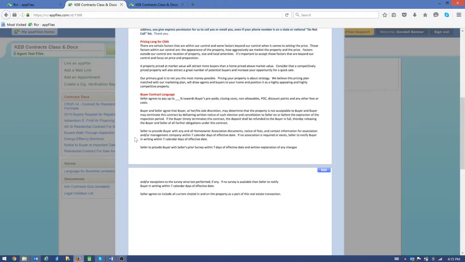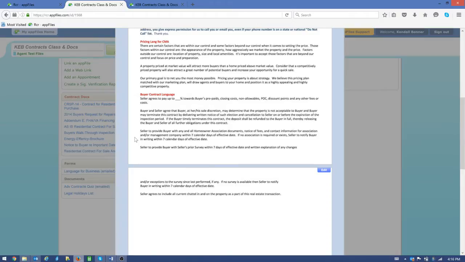Seller to provide buyer with seller's prior survey within 7 days of effective date and written explanation of any changes and or exceptions to survey since last performed, if any. So this could save the buyer some money, if you can get the seller to actually deliver their old survey. There's no other contractual obligation anywhere for the seller to do that, but here we've made it an obligation. If no survey is available, then seller to notify buyer in writing within 7 calendar days of effective date. Again, you're well within hopefully a 10-15 day inspection period. You're getting this information.